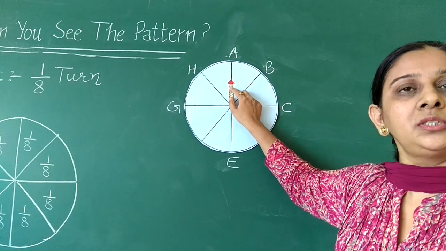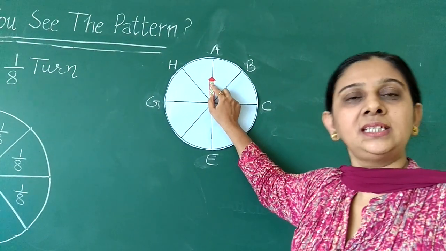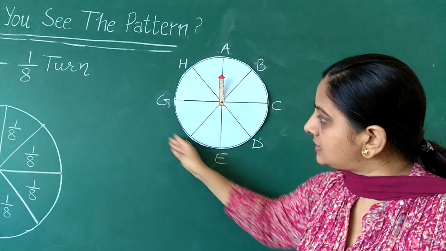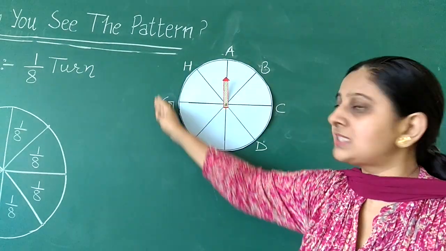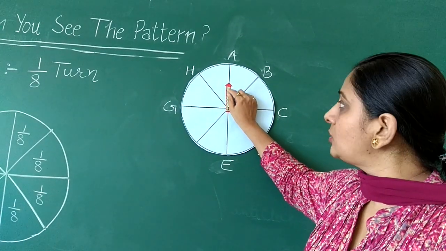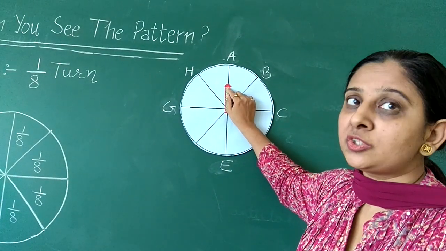Now children, we are going to discuss 1/8 turn in anti-clockwise direction. So anti-clockwise direction is this direction. So the pointer will move towards this side. Now let us consider this pointer. This is the original position or the starting position of the pointer.